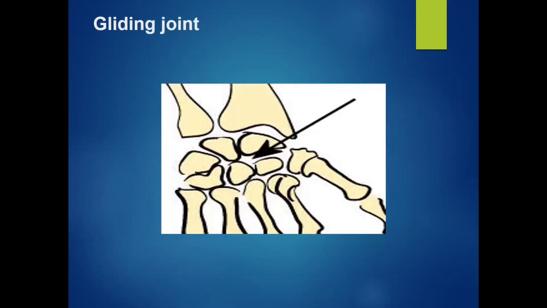Another example is a gliding joint. Gliding joints sometimes are referred to as sliding joints. The surfaces of the bones are flat or nearly flat, and they enable the bones to slide over each other, just like their name suggests. So they can move from side to side or back and forth. Bones in your wrists and ankles would be examples of gliding joints.